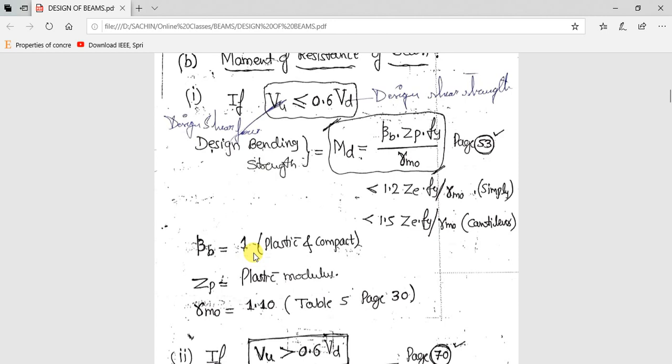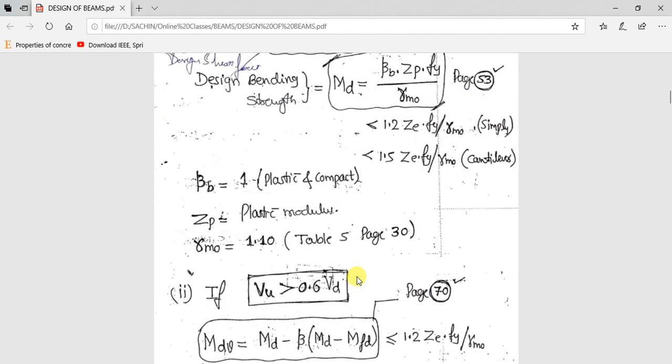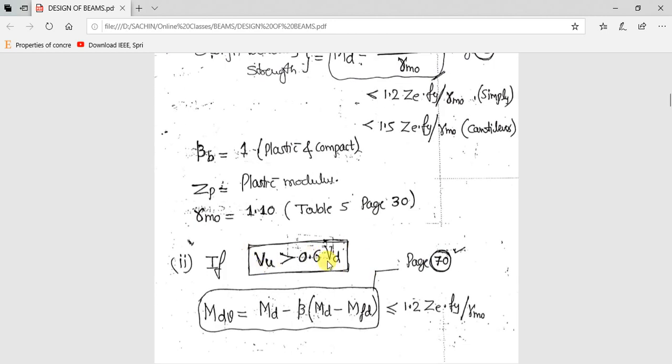Beta B is equal to 1 because you will be designing only plastic and compact sections, and Zp is the plastic modulus, you are aware of it, and gamma m naught is 1.10 from table 5 of page number 30. If Vu is greater than 0.6 times Vd, then this will be the formula for calculating moment of resistance, and it is given in page number 70.